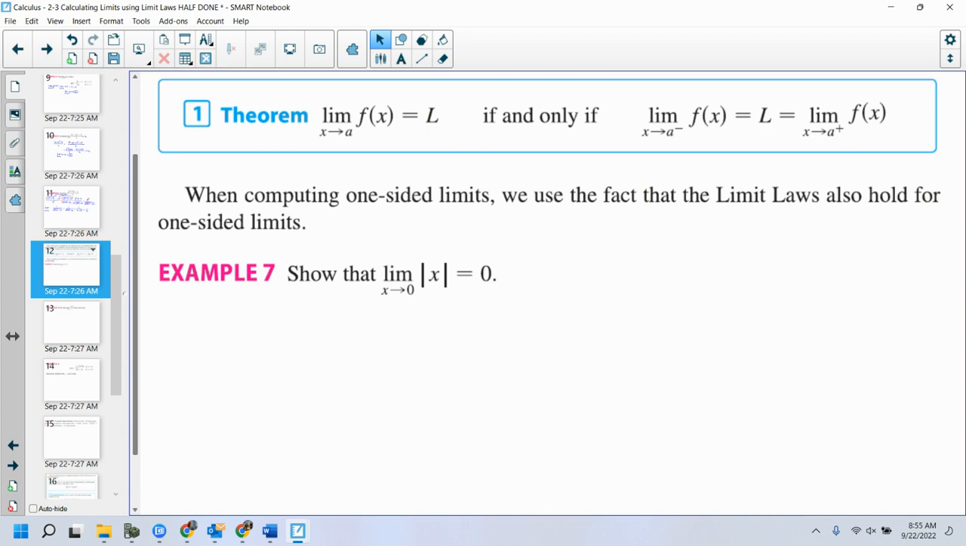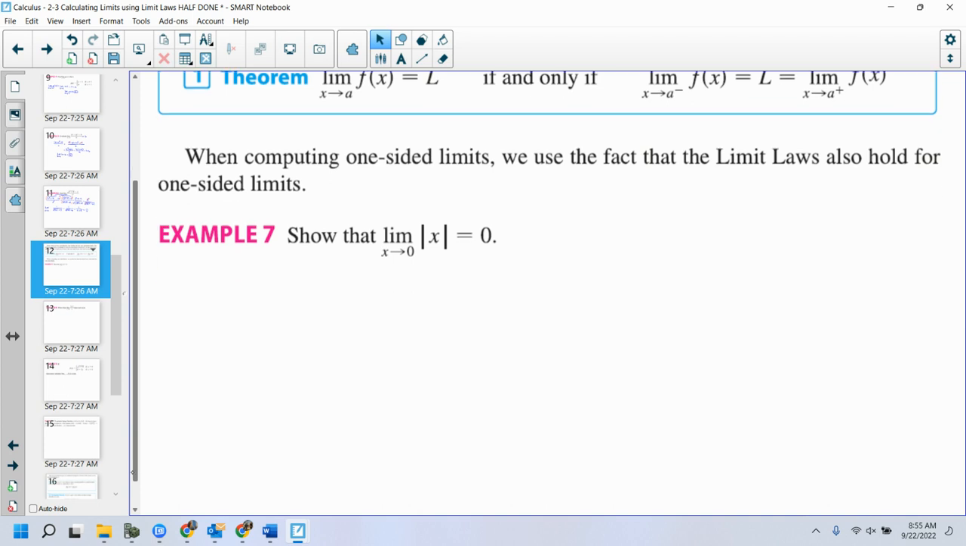Algebraically show that. Now, I am not asking you to calculate a limit here. I'm actually asking you to do a little proof. Show that the limit is equal to 0. Prove that the limit is equal to 0. It's an algebraic proof, one where we don't have to supply our reasonings, just show algebraic steps to it.